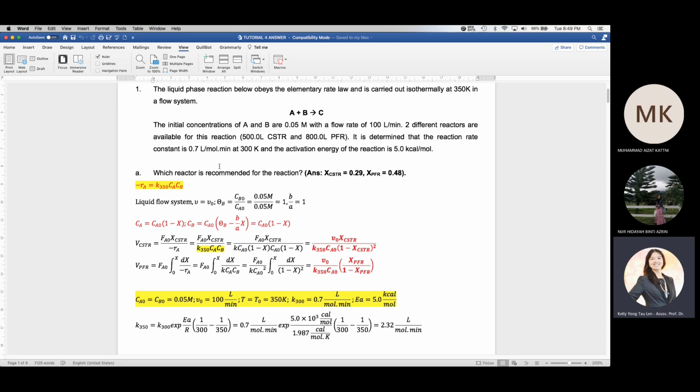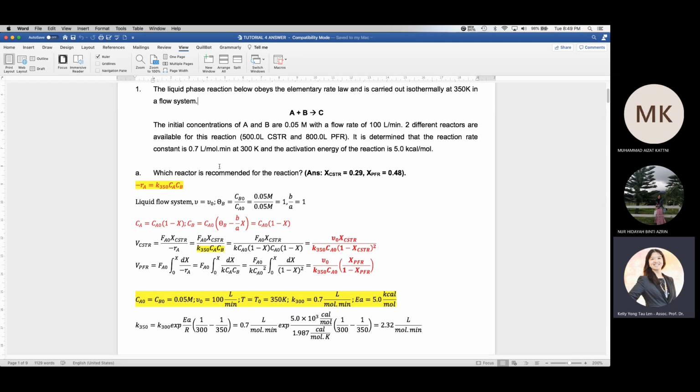Sama ada dia adalah first order with respect to A, so minus RA equals to KCA. Or is it second order with respect to A, minus RA equals to KCA square. Or is it first order with respect to A and first order with respect to B, minus RA KCA CB. Okay, so because we learn only these 3 main rate law. So that's a second thing yang you really need to check, apakah rate law dia.